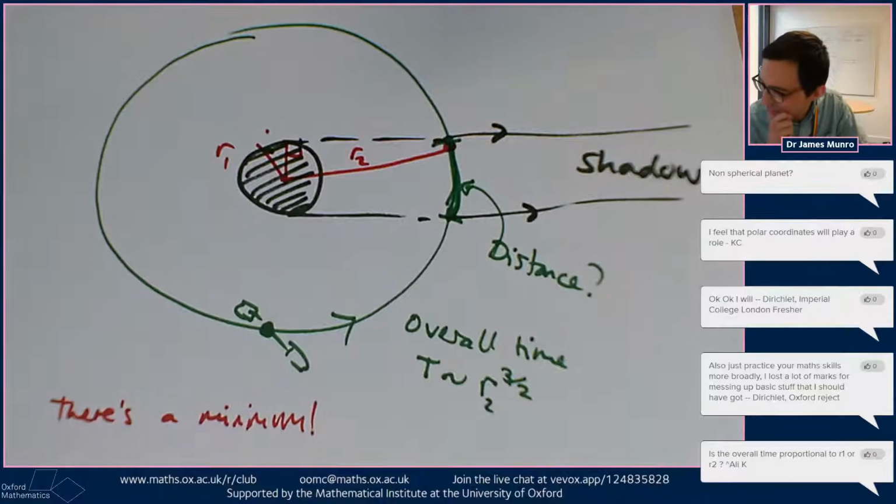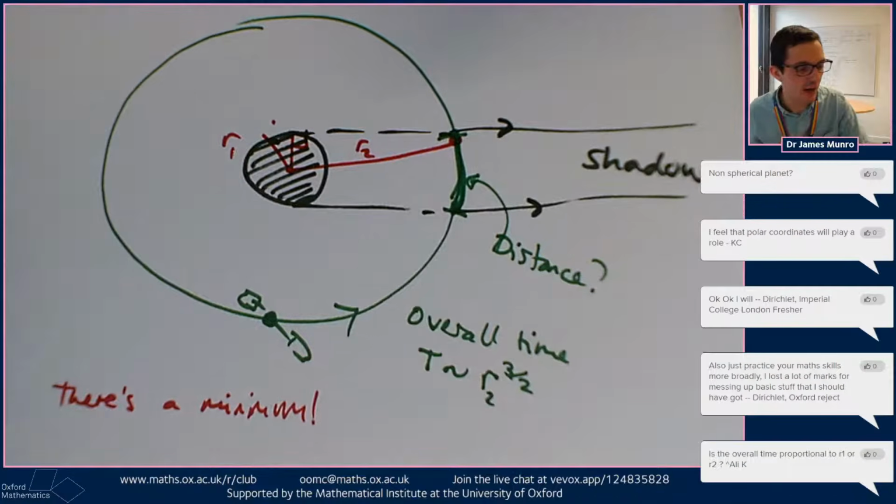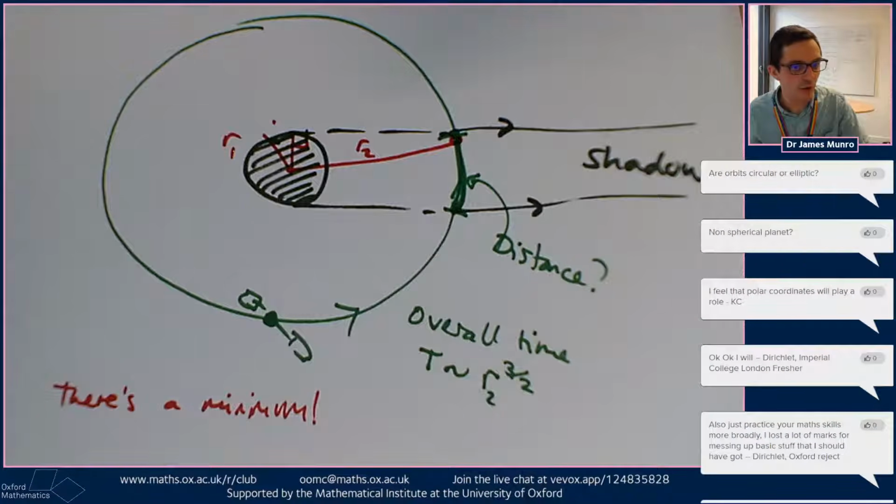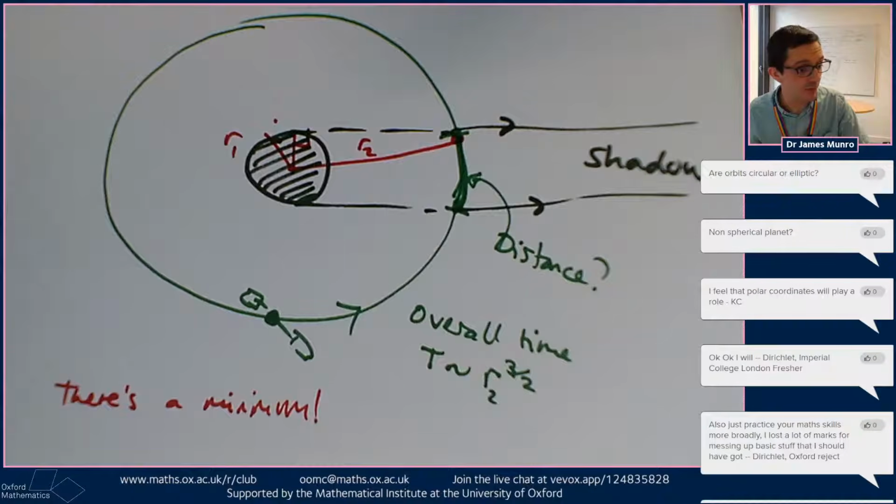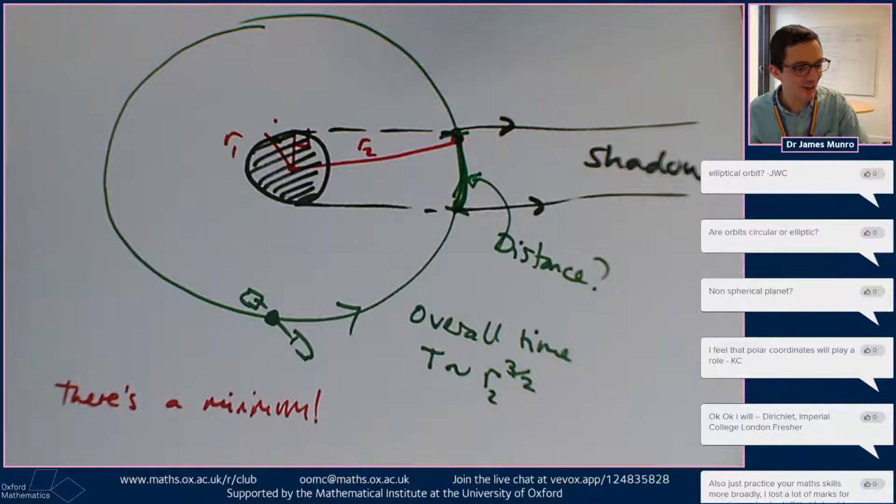So gravity's kind of cool. Gravity outside the planet. Turns out, maybe, gravity is cool. It's a bit complicated if the planet's not spherical. Are the orbits circular or elliptical? So that's very nice. Elliptical here as well. Often orbits aren't circular.